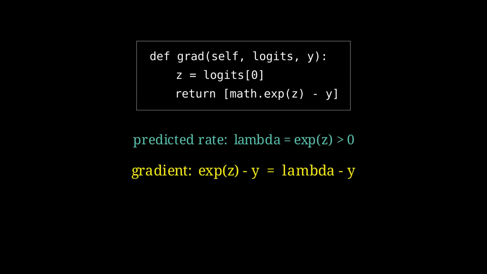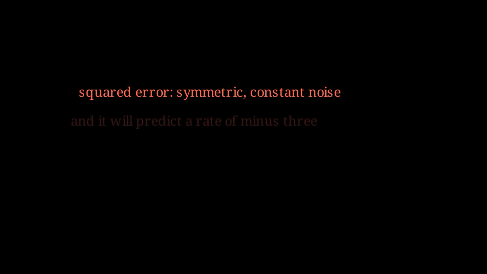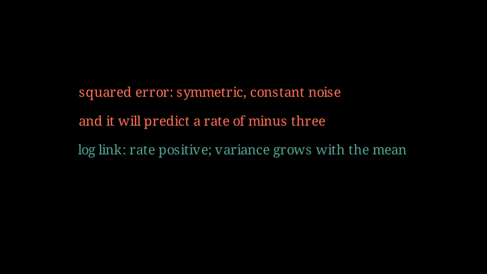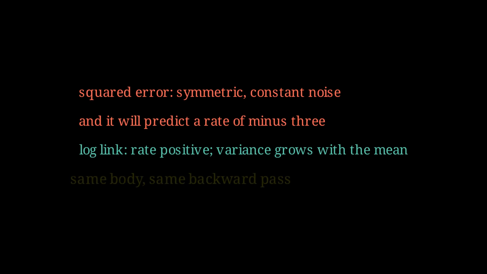Why not just use squared error on the counts? Counts are numbers too, and squared error already works. You can, and it will quietly lie to you. Squared error assumes the noise is symmetric and the same size everywhere. And because the identity link is unbounded, it will happily predict a rate of -3, which no count can ever be. The log link makes the rate positive by construction, and the Poisson builds in the fact that the spread grows with the mean. Rare events barely wiggle, common ones vary a lot. That is exactly how counts behave. Same body, same backward pass, a head that finally tells the truth about counts.